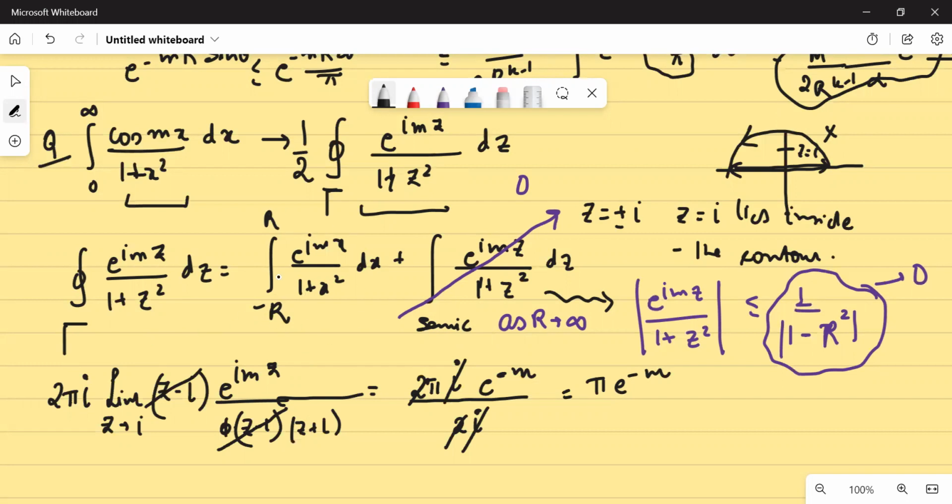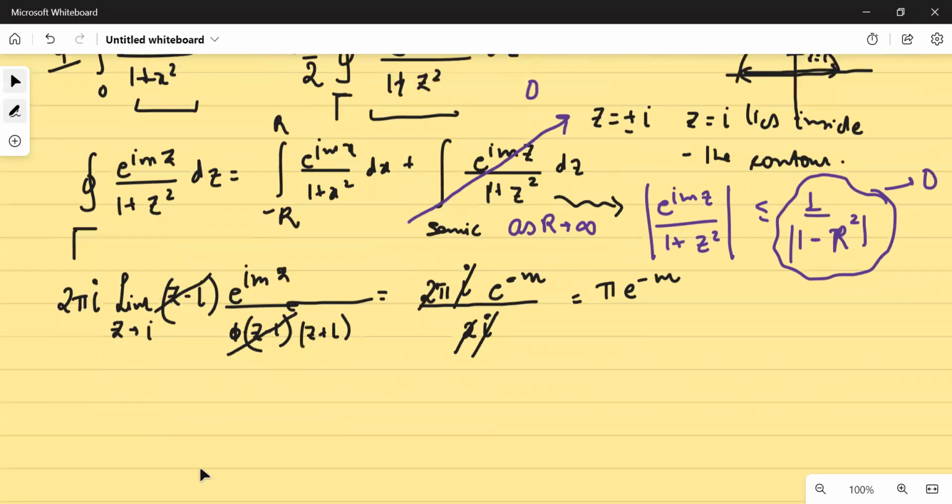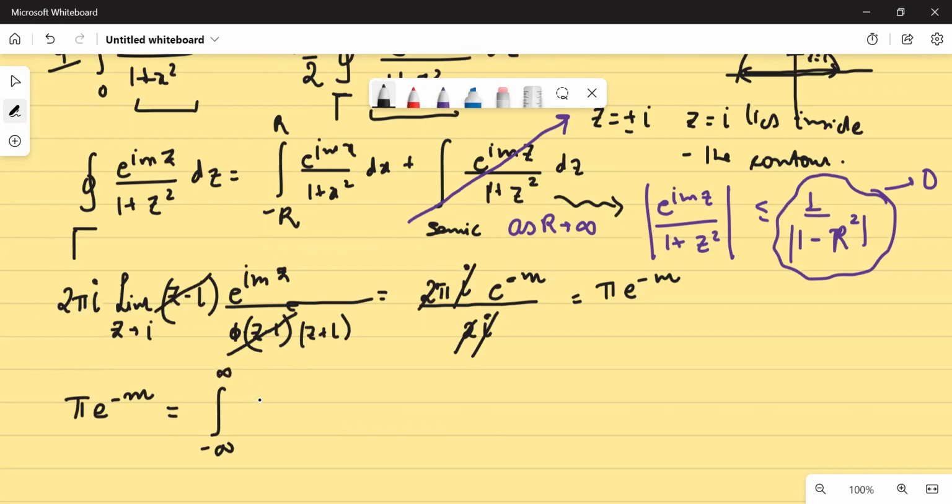What about this term? As r tends to infinity, this will become from minus infinity to plus infinity. So I'll write this also. On the left hand side, you have pi into e to the power minus m. On the right hand side, you have the integral from minus infinity to infinity of e to the power iota mx, which is cos mx plus iota sin mx, divided by 1 plus x square dx. And the arc term will become 0. I'm not bothered about it. Okay, so overall, I'll find that this integration I was interested in, and I've also gotten a different integration around it.